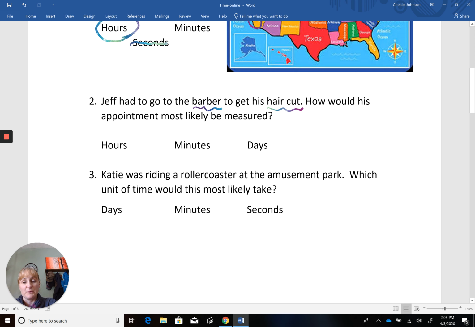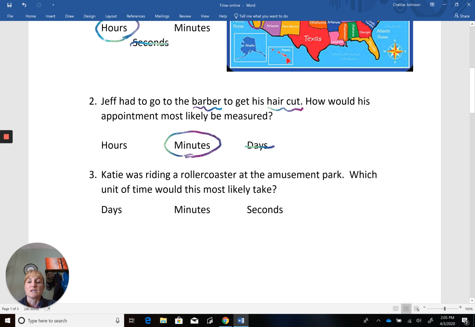So yeah, I don't know about you, but my no way, no how is days. There is no way I want to sit in a chair for days to get my hair cut. I don't think I'd have hair left after that. Then we're looking at hours and minutes. So if you're just getting a quick cut, more than likely it would be minutes. Now I know sometimes if I go to get my hair colored, or a long time ago I used to get it permed, and that would take a little longer, maybe an hour to an hour and a half, but not much longer than that. So for him to get a haircut, we're looking at minutes.